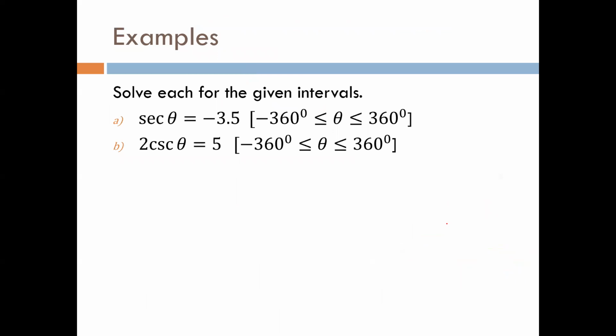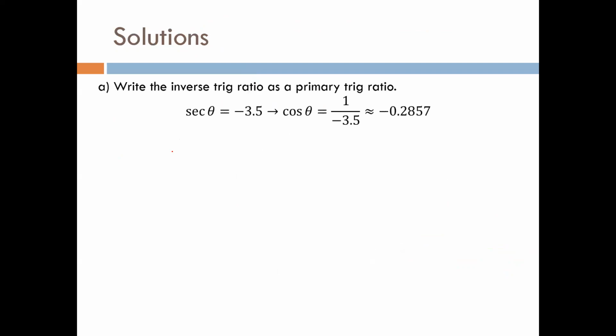Okay, let's do a couple more examples. Let's solve for the given intervals here. We have the secant of theta is equal to negative 3.5, with angles between negative 360 degrees and 360 degrees, and 2 cosecant theta is equal to 3.5. What we're going to do first is rewrite this as a primary trig ratio. Instead of secant theta equals negative 3.5, I'm going to rewrite this as cosine theta is 1 over negative 3.5, which we write as negative 0.2857. Again, this answer is rounded.